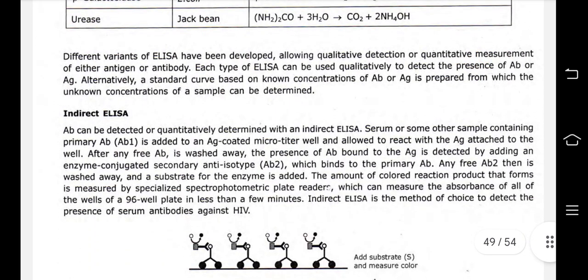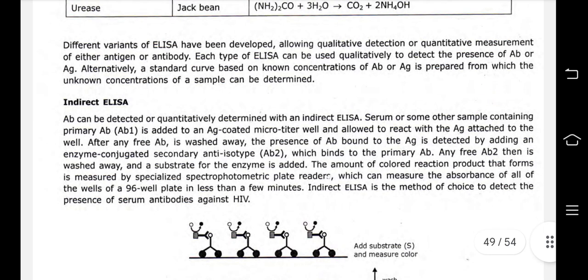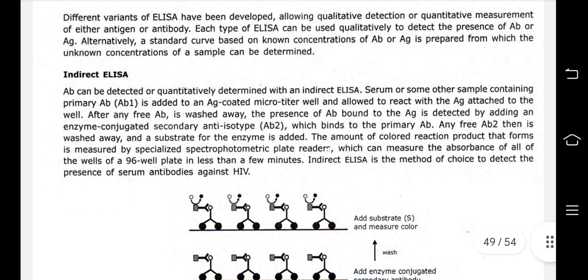Different variants of ELISA have been developed, allowing qualitative detection or quantitative measurement of either antigen or antibody. Each type of ELISA can be used qualitatively to detect the presence of AB or AG. Alternatively, the standard curve based on known concentrations of AB or AG is prepared, from which the unknown concentrations of sample can be determined. Indirect ELISA: AB can be detected or quantitatively determined with an indirect ELISA.